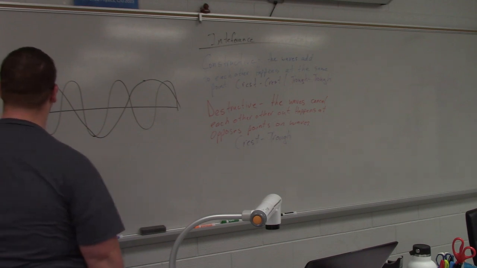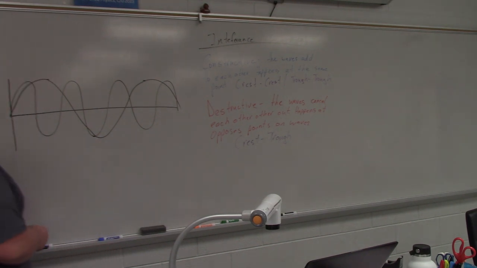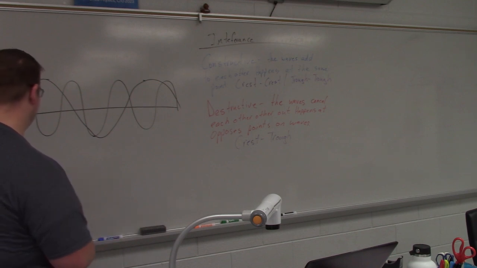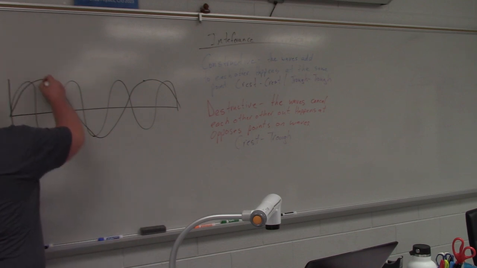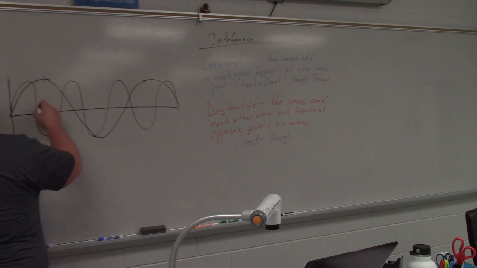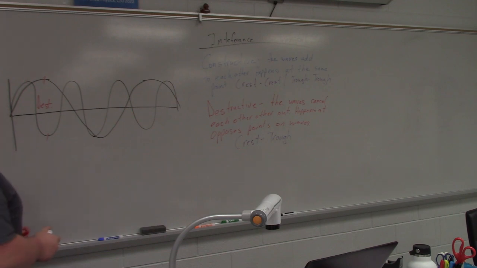Alright, so here you go. Here is two waves on top of each other. It looks kind of confusing to me, but hey, that's what you want. So here I got a crest meets a trough. What happens? Destruction. Boom. Destructive interference.